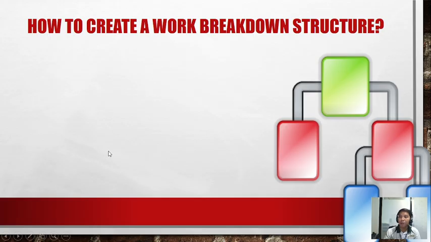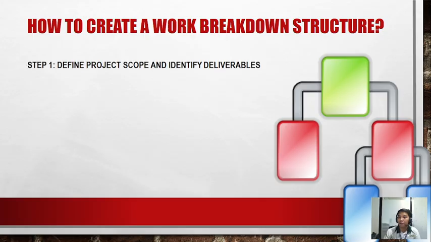Next, how to create a work breakdown structure. I have a step-by-step here. The first step in creating a work breakdown structure is to define the project scope and identify deliverables. Of course, you need to break the project into smaller tasks and activities, organizing them from major tasks to more detailed tasks.